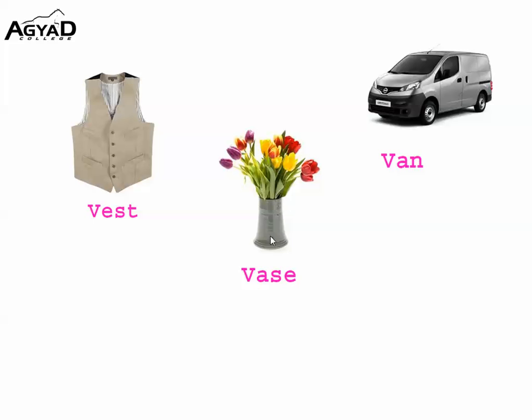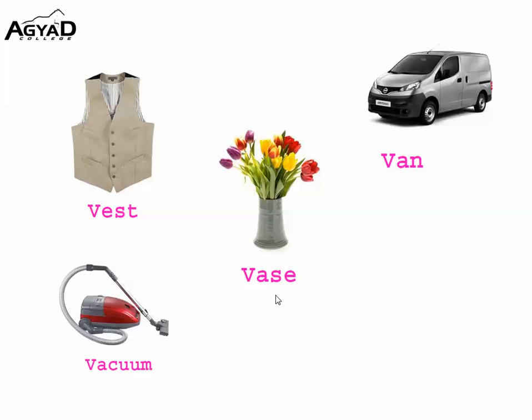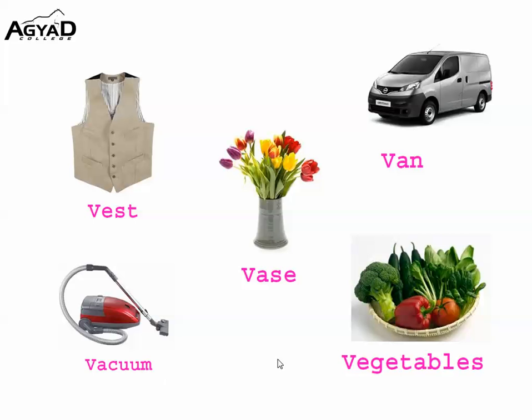This is the vase where we put the flowers in at home. V, vase. We have V, vacuum. And the last word we have is vegetables, V, vegetables. Let's say them again. Vest, van, vase, vacuum, and vegetables. Very good, KG1.